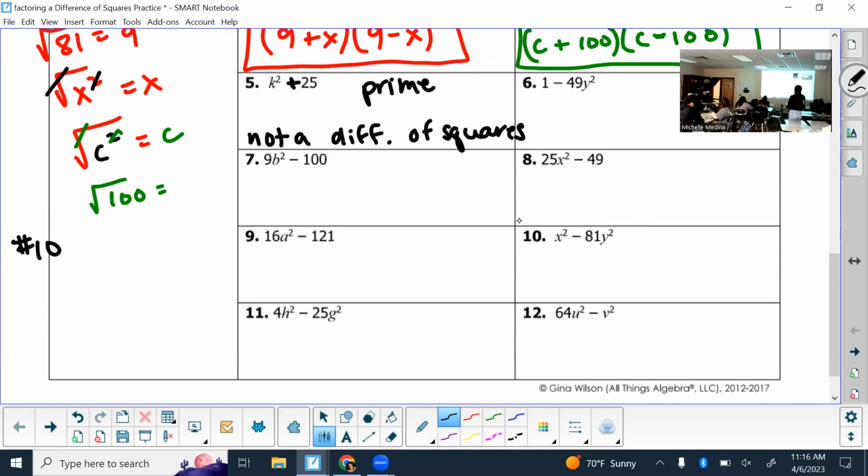First, you need to confirm, is it a difference of squares? Does it have a minus sign in between? And are there perfect squares on each side of the minus sign? Yes, because what's the square root of x squared? Just x, good. So if you follow that rule that you were given, I'll rewrite the rule if that helps you.